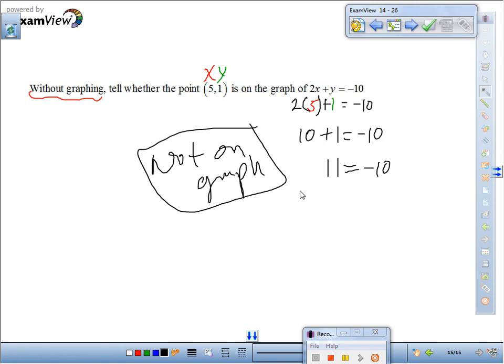Yeah, remember yesterday when we did systems of inequalities that we substitute the values to check? That's exactly what we're doing. Let's do another one. Here we go.